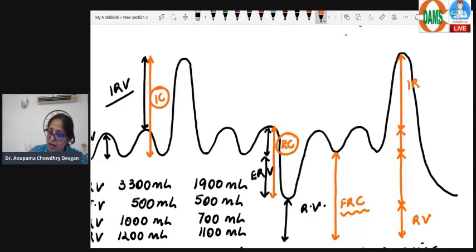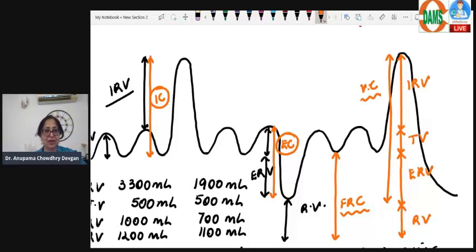He will breathe out his IRV plus tidal volume plus ERV, and together this is known as the vital capacity or the forced vital capacity. And what remains in the lungs at the end of a forced expiration is known as the residual volume.